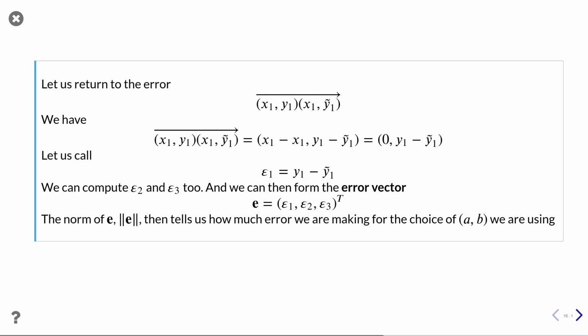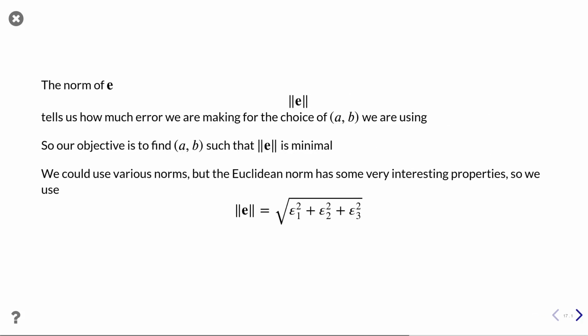And you can guess what our problem is going to be. I want to find the a and b such that E takes the minimum value. As I just said, the norm of E gives me the error that I make for the choice of a, b that I'm using. So I want to find the pair a, b such that the norm of E is minimal. You can use several different types of norms.